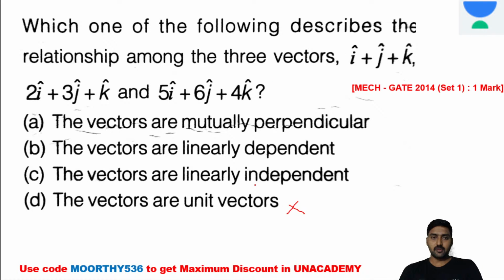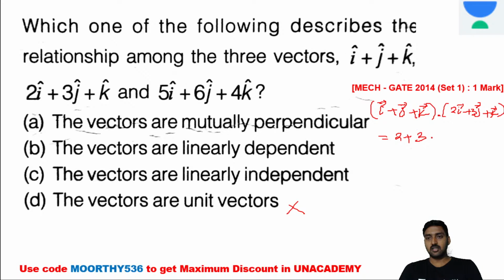The vectors are mutually perpendicular means if you take the dot product of two vectors, it must be 0. Now check whether the first and second vectors are mutually perpendicular or not. Multiplying i vector and i vector, coefficient 2; j vector and j vector, coefficient 3; k vector and k vector, coefficient 1. It's equal to 6, not equal to 0. Here it's not mutually perpendicular.